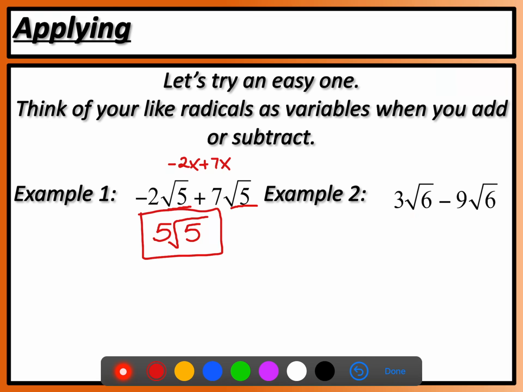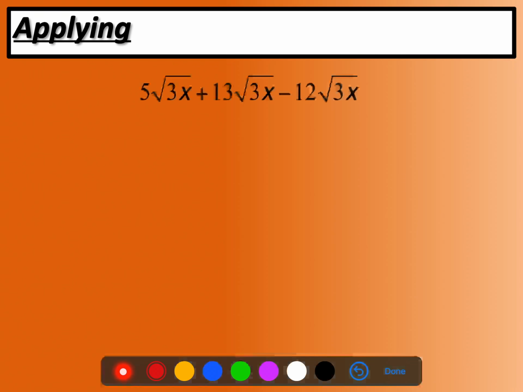Okay, so again, example number 2. Underneath our radical here happens to be the same. So we're just going to do 3 minus 9, which is negative 6, and then our radical stays the same. It's a coincidence in each of these examples that the coefficient is the same number as what's underneath the radical. I probably should have picked some better numbers.